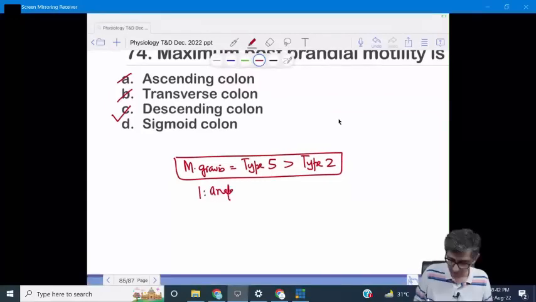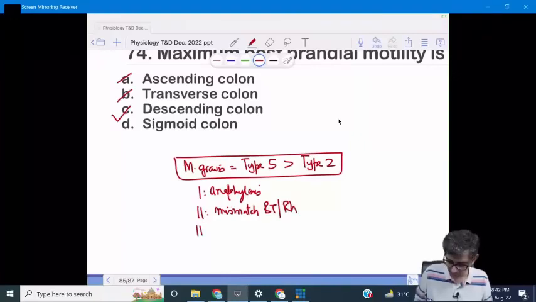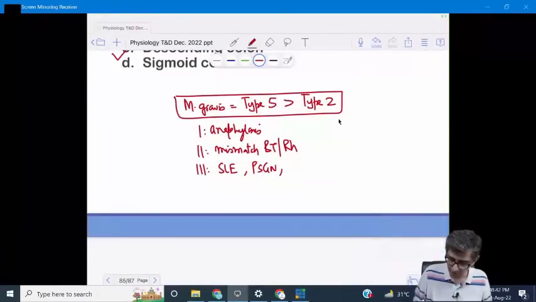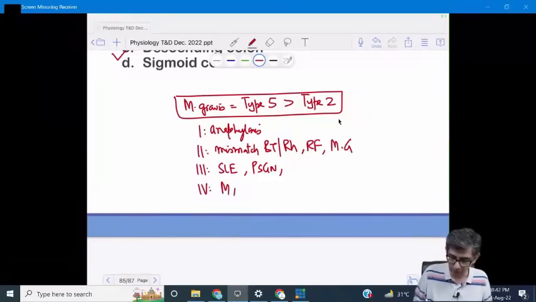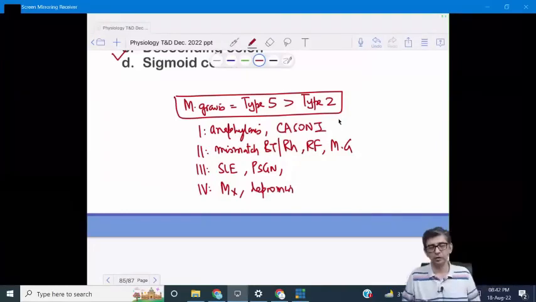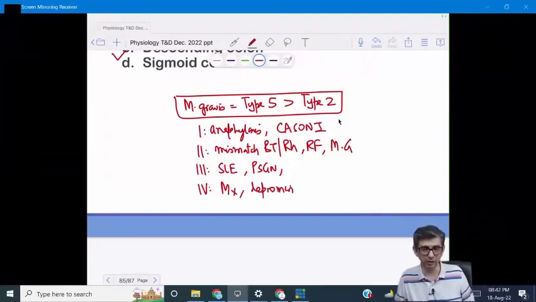which is easy. Mismatched blood transfusion and RH incompatibility is type 2. Type 3 would be like SLE, immune complex mediated, always. Post streptococcal glomerulonephritis, rheumatic fever is type 2. Myasthenia gravis by the old classification is type 2. Type 4 would be like Mantoux test, Lepromin test. Casoni would come in type 1. So keep practicing; the more values you add, the better it will get for hypersensitivity reactions.